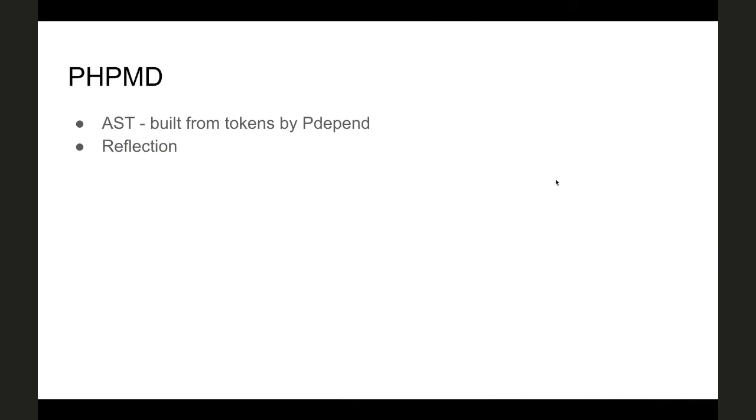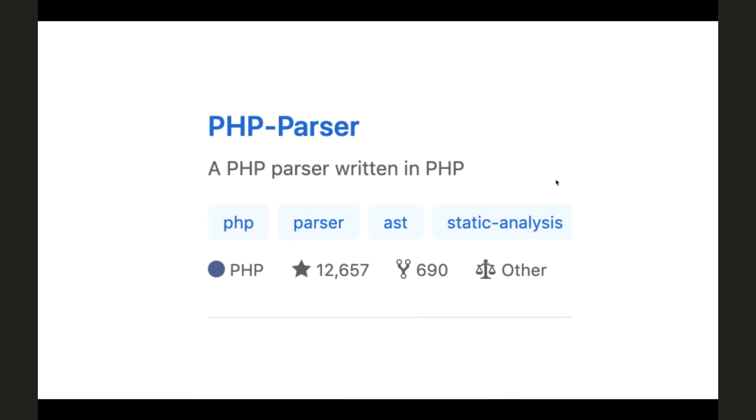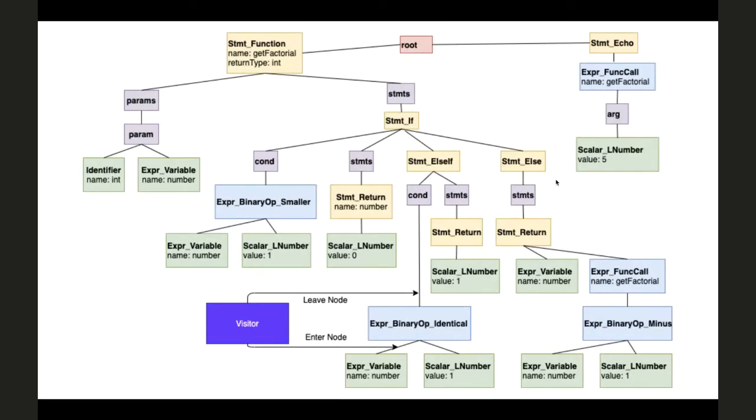It builds the abstract syntax tree with the PDepend library and uses PHP reflection to collect different metrics and check if your code is good enough to meet these metrics or not. And there is also an alternative library called PHP Parser, which was written by Nikita Popov. It provides the possibility not only to build an abstract syntax tree, but also creates a visitor which can traverse this tree. And the visitor has two different events. The first one is enter node: when you meet any node, the enter node event is called. And after you reach all children of this node and leave it to go back to its parent, the leave node event is called.